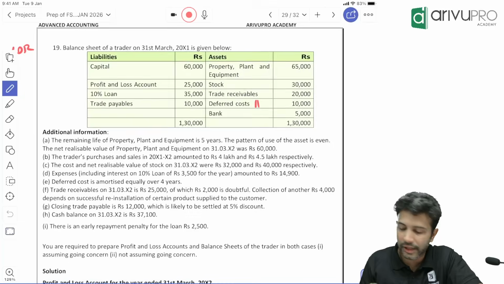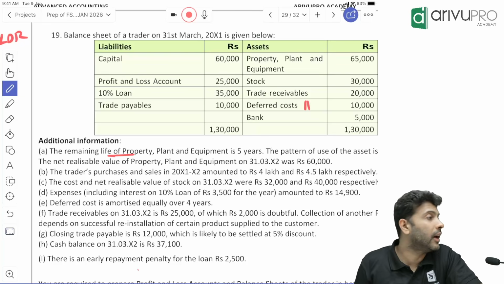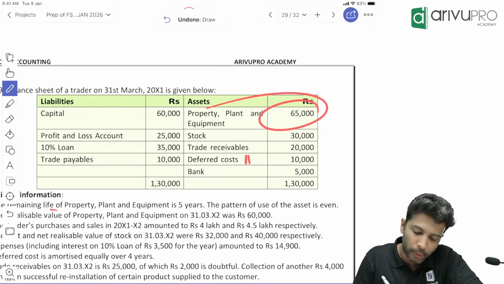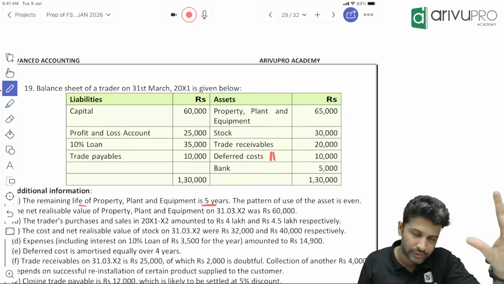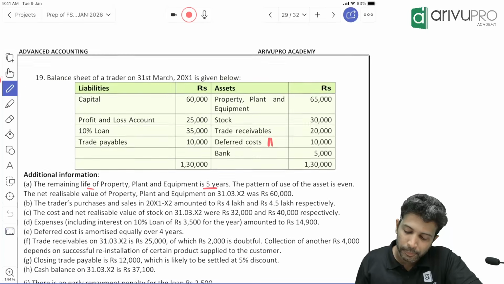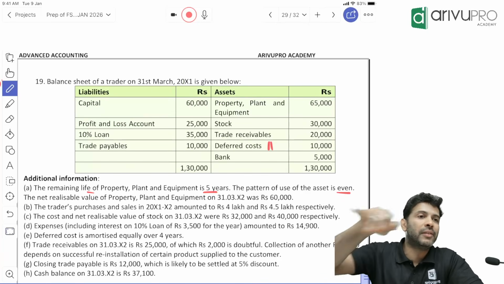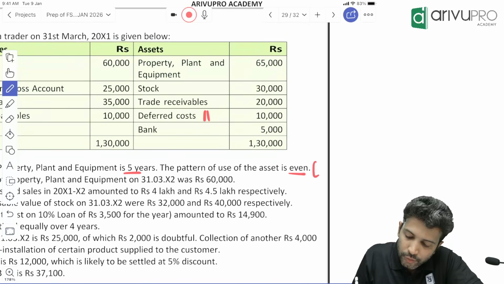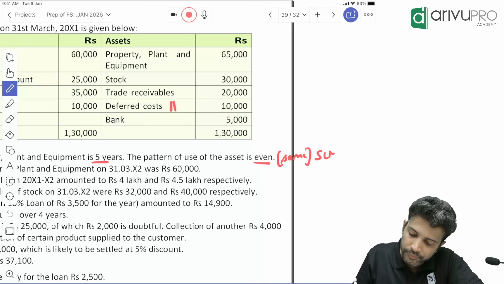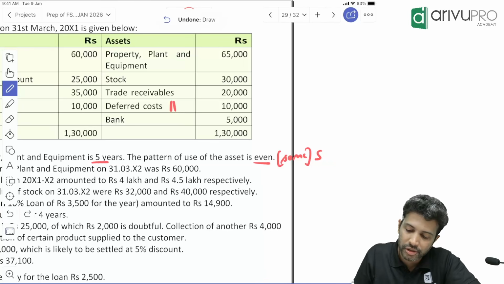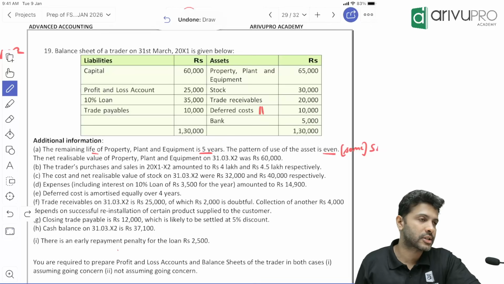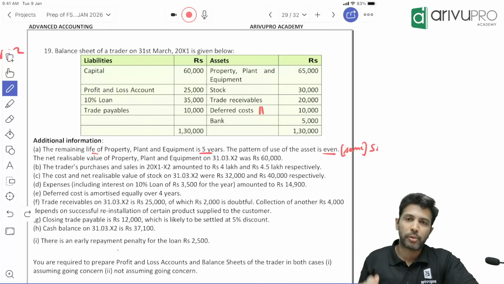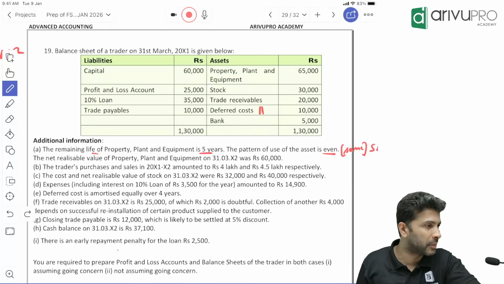Now check the additional information. Remaining life of property. Do we have any property, plant and equipment? Yes. Remaining useful life is 5 years. Underline that. The pattern of usage of the asset is even. Even means the same, so you will go for the SLM method of depreciation. Even if they don't tell the pattern of economic benefits, we'll assume SLM only, assuming the pattern of economic benefits is the same.